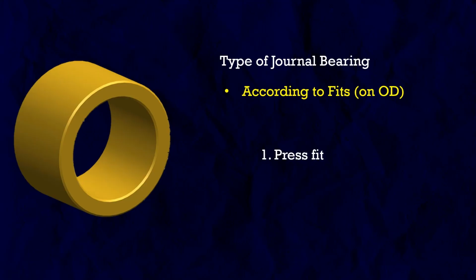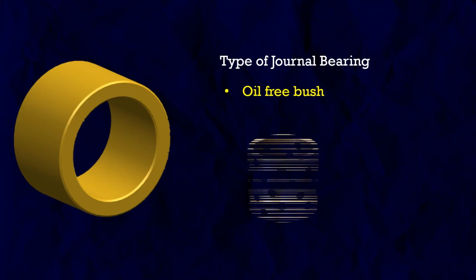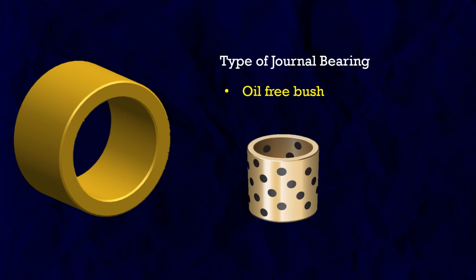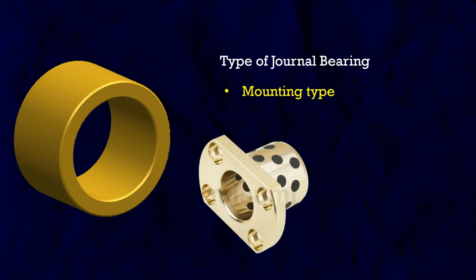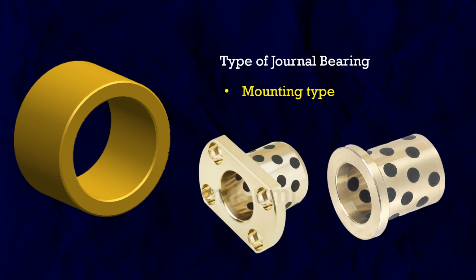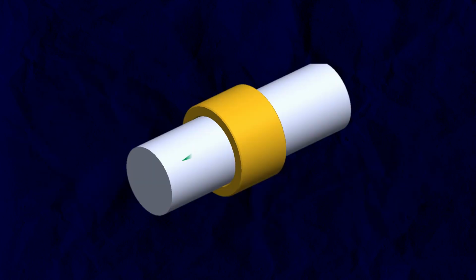We can also differentiate the bush bearing as per the fitment, like press fit or interference fit. Bush bearings can be oil free also, with solid lubrication, so external lubrication is not needed. Also we can go for flange type or step type bush bearings as per our design requirement. The main advantage of bush bearing is we can use it in both types of motion, linear motion as well as rotary motion. And the cost is very low because there is no moving part. It's a simple design.